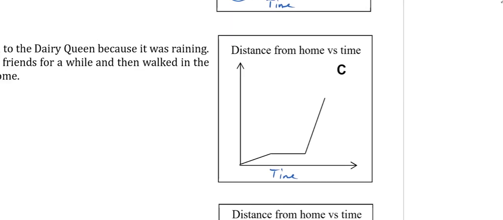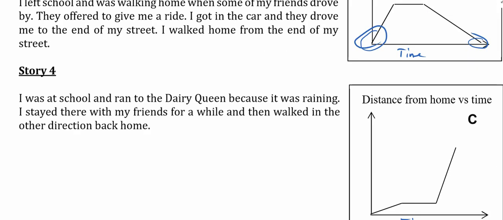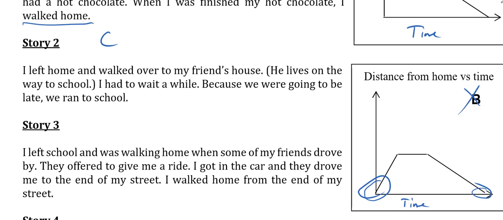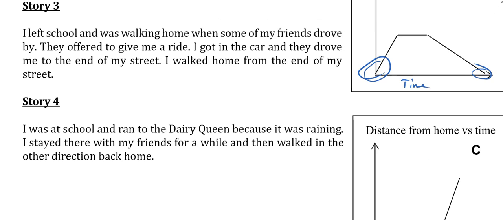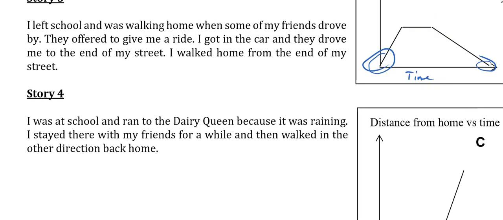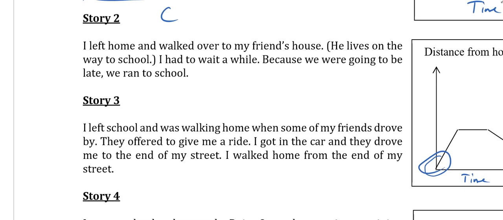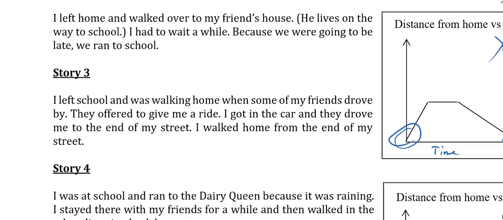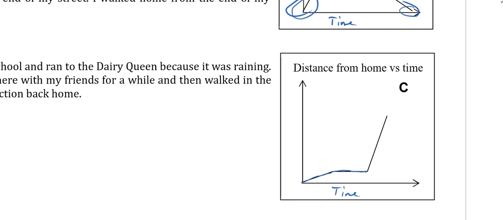If you're thinking that way, there's different ways of thinking about these, right? Let's check and make sure the rest of it's right. I left home and walked to my friend's house. He lives on the way to school. Had to wait for a while because he was busy doing his hair. Because we were going to be late, we ran to school. So I waited, no movement is changing, and then it's steeper, ran, and didn't end up at home, ended somewhere else, like at school. So that looks good to me.